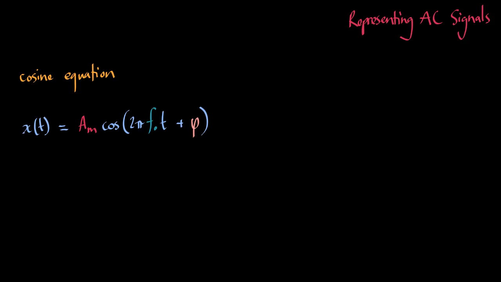Let's now talk about how we can visualize these AC signals. There are two main ways to represent normal operating voltage and current waveforms as sinusoidal signals. The first is a cosine equation linking the three parameters of peak amplitude, frequency, and phase angle. The second is what's called a phasor. This makes use of complex numbers to encode the same information.